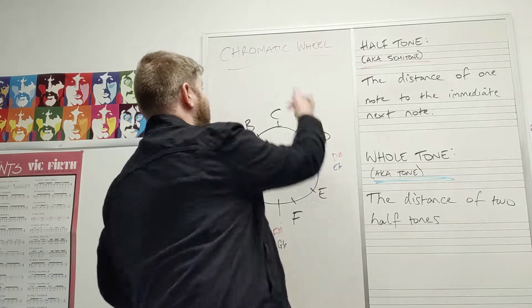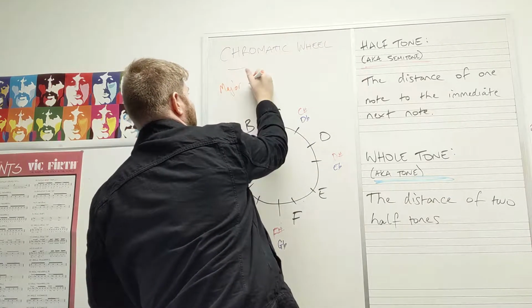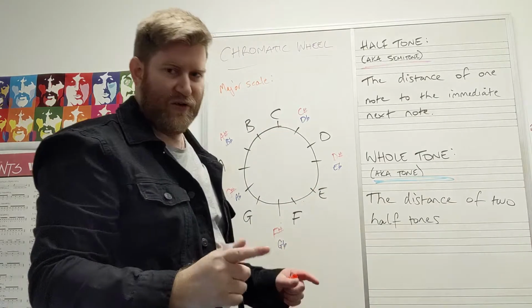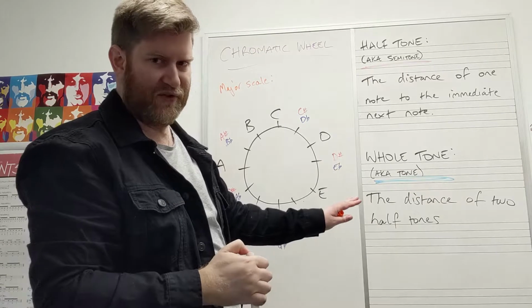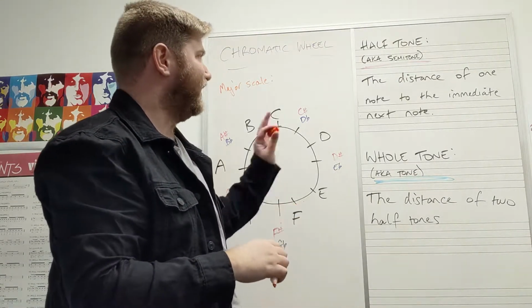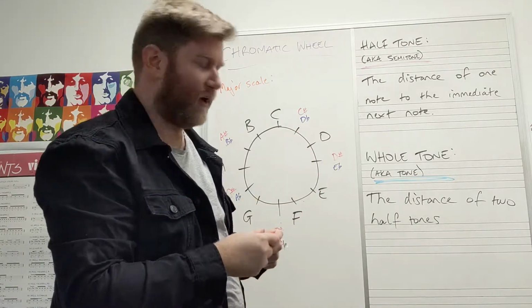So to create a major scale, I'm just going to write it up here really quickly. To create a major scale, we need to follow a particular pattern of half tones and whole tones, okay? And I'm going to note them down by W and H. I'm going to use those letters to signify whether it's a whole tone or a half tone.